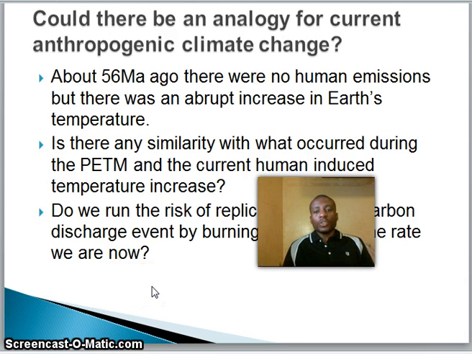Now, could there be any analogy between what happened in the PETM and what is happening now in terms of anthropogenic climate change? We definitely cannot draw a direct analogy, as at the time there were no humans existing, and as such no contribution to the greenhouse gases. The PETM was just a natural phenomenon and occurred over a long period of time, unlike now, where in the short period that humans have existed, they have contributed a large amount of greenhouse gases into the atmosphere.